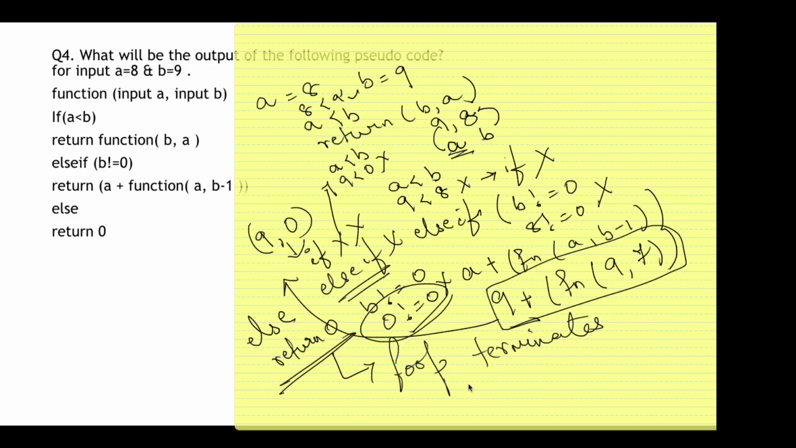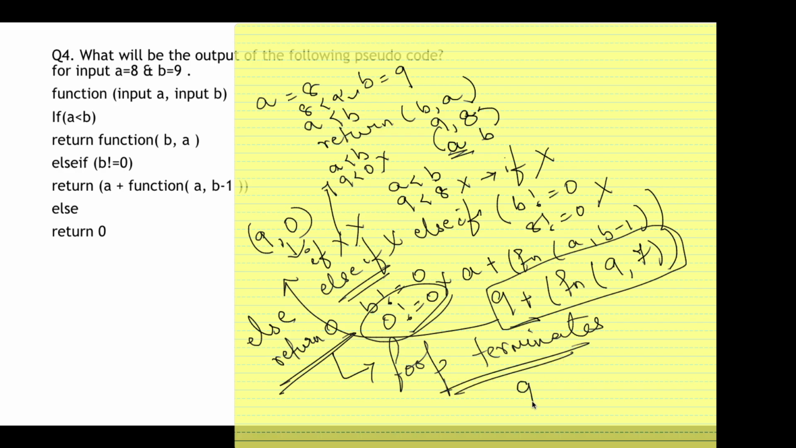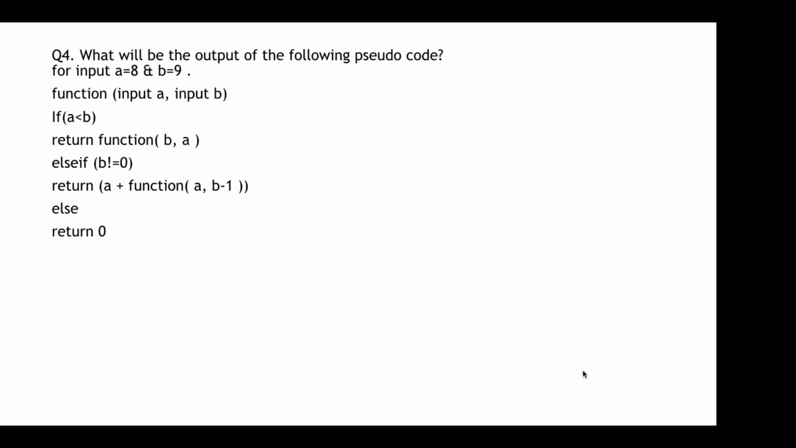So when this loop terminates, what happens? It will simply print whatever was done previously. So 8 times 9 was added. So it will be 9 into 8, that is 72, will be the answer. Okay. So by this I have come to the end of the question. So thank you.